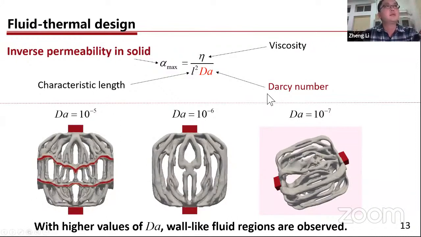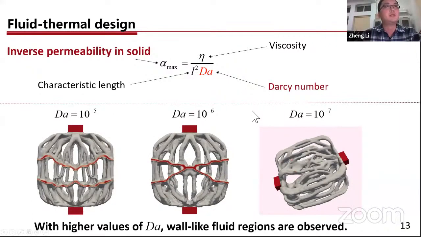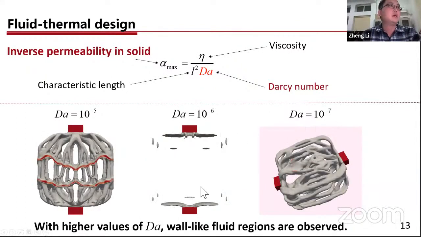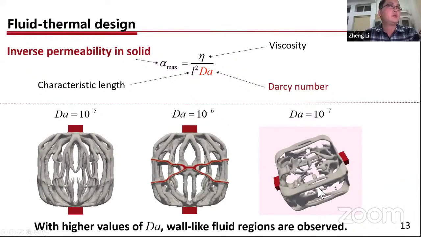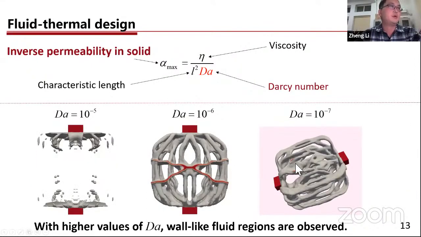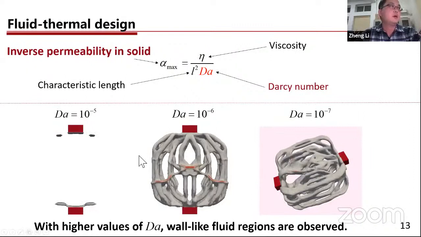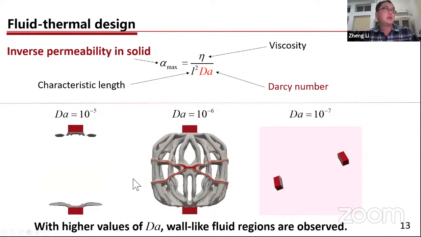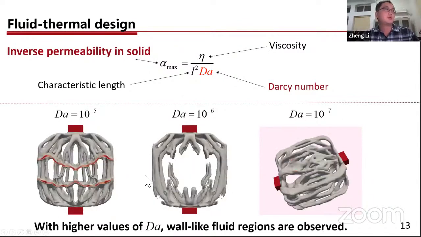In most cases, the density number is given based on experience. Therefore, we set the density number with different values like this. Then this is the density field during the whole optimization process. Something interesting: when the density number is higher, at the end of the optimization, some wall-like structures of fluid are formed.